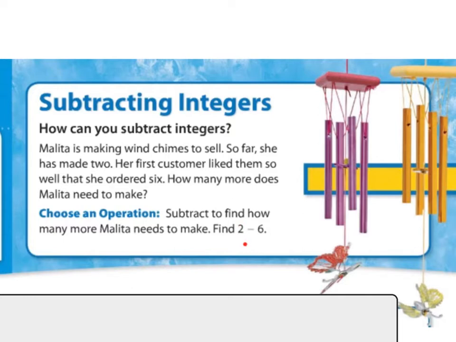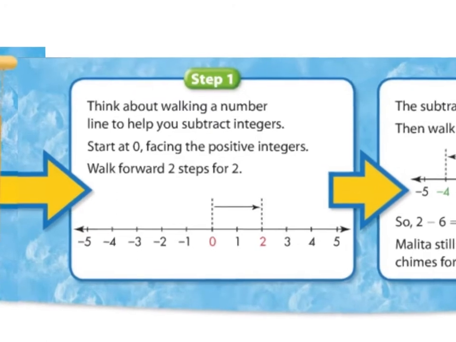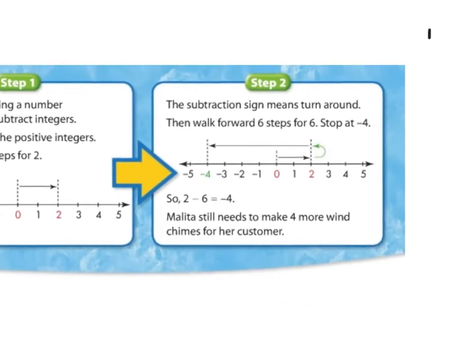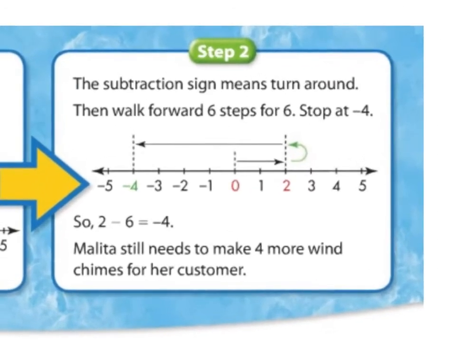So she had 2, and then the customer ordered 6. So this is minus 6 from her inventory. First we need to think about walking a number line to help me subtract integers. As always, we start at 0, and she had 2 made already. And then we see the subtraction sign. It was 2 minus 6. And this is saying to read it as turn around.